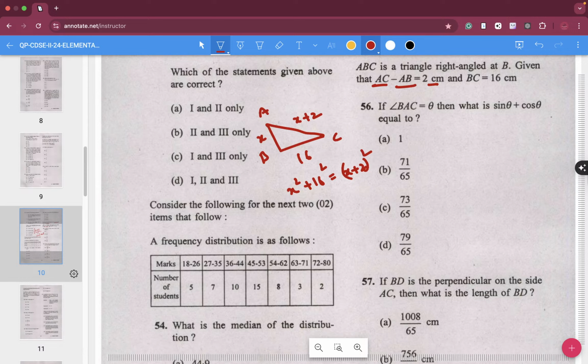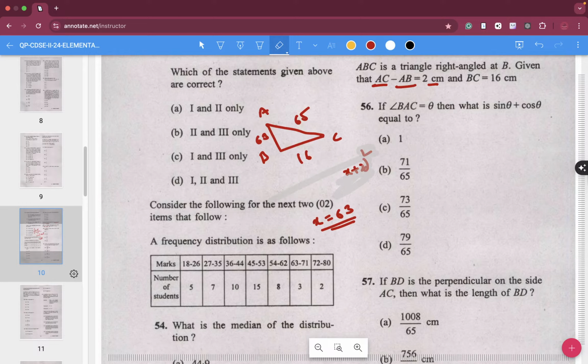I have done the calculations already. We have found out x is equal to 63. So this particular value is 63. So this is your 65. This is all known to us.